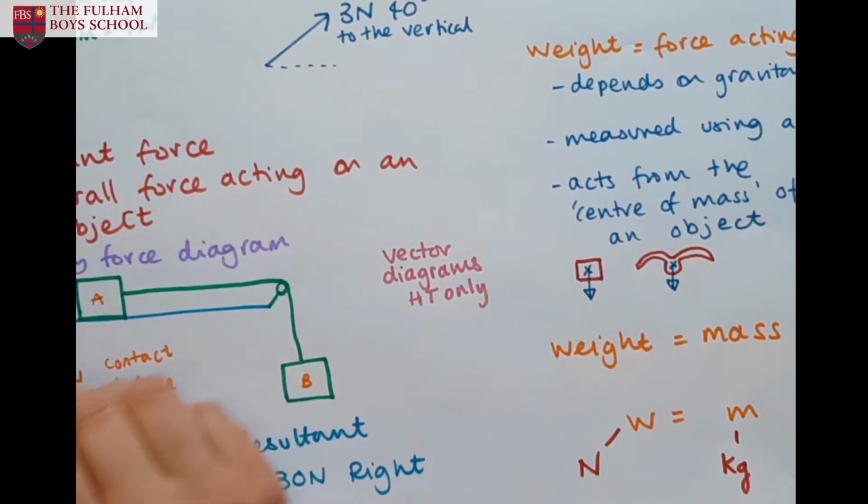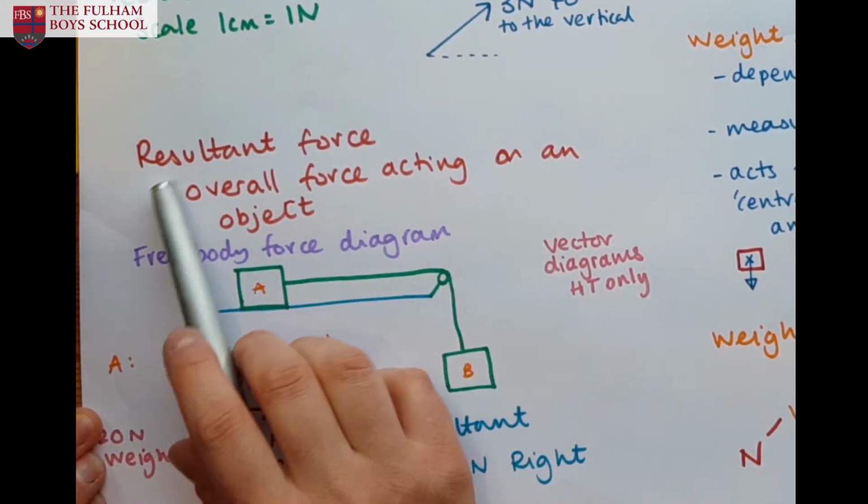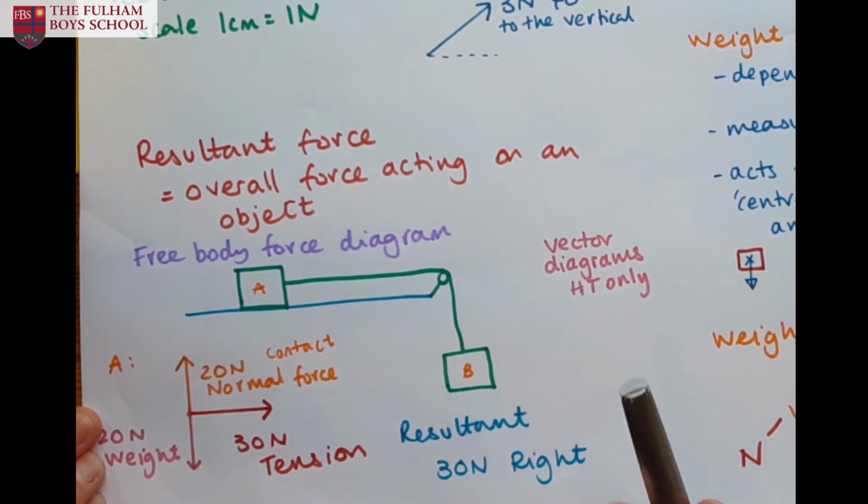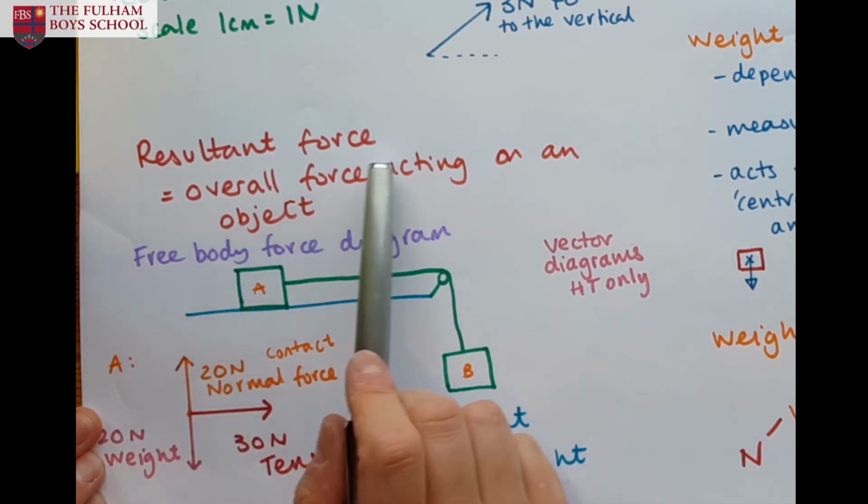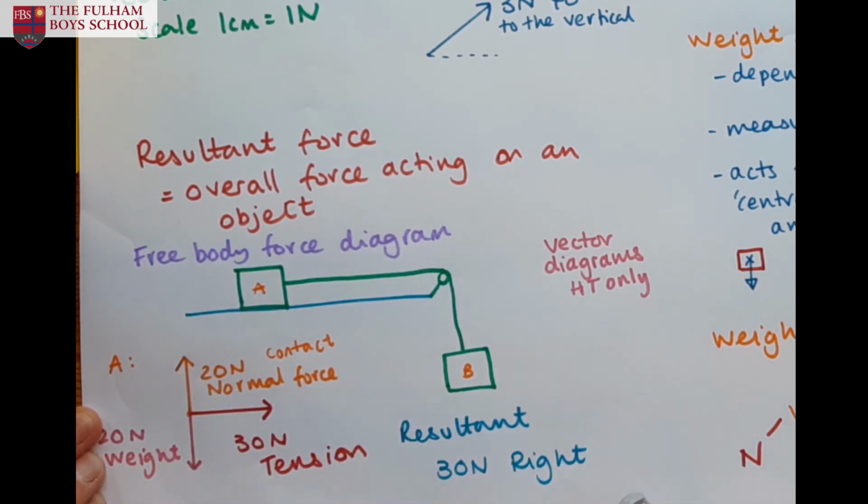Right. Resultant forces. So if you've got more than one force acting on an object, you can calculate the resultant force acting on it. And the resultant force is the overall force acting on an object, or the single force that could replace all the forces acting on it. So if you had 10 newtons to the left, 5 newtons to the right, the resultant force would be 5 newtons to the left. Now, we can draw free body force diagrams to find the resultant force.